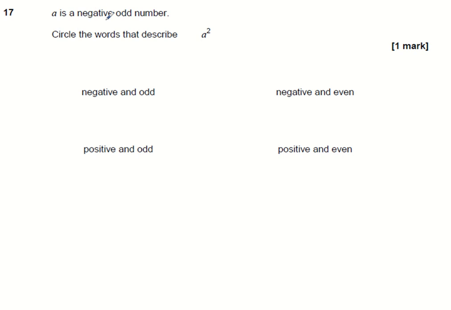If we've got a negative number and we square it, that means you are doing a negative number multiplied by a negative number. If I do minus 3 times minus 3, which is a negative odd number, if you times 2 negatives together, it becomes positive. That is going to be a positive 9, because 3 times 3 is 9. So it's going to be positive, and 9 is an odd number. So it's a positive odd number. So that means A squared is going to be positive and odd.